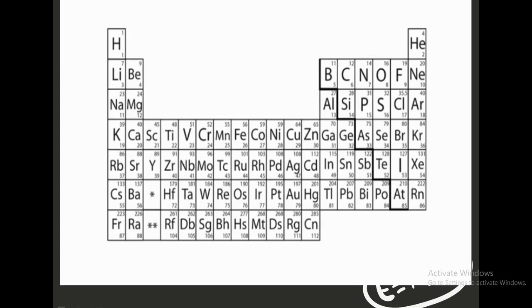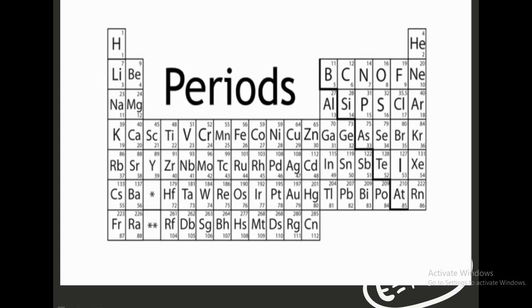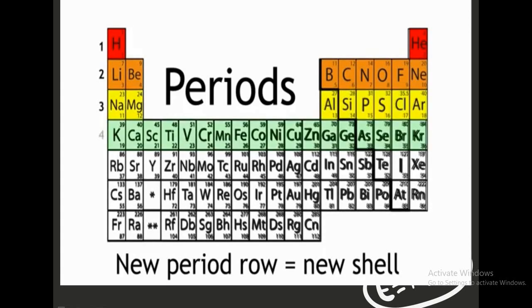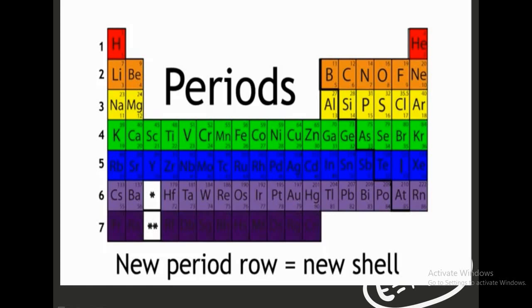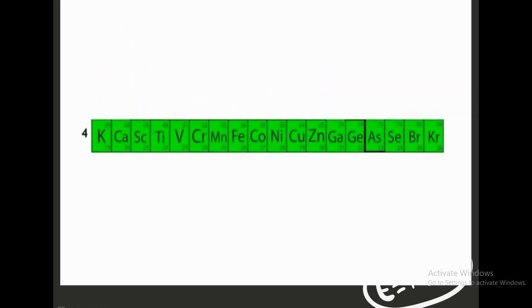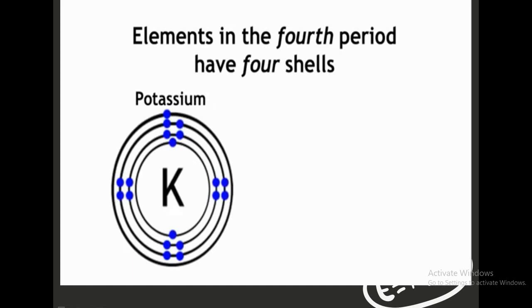The rows going across from left to right are periods. Elements in the same period all share something in common: they have the same number of energy shells. Each new period row represents a new shell. Elements in the first period have one shell, and as we go down, the shells increase. Hydrogen is in the first period. It has one shell. Potassium is in the fourth period and has 4 energy shells, as do all the other elements in this period.